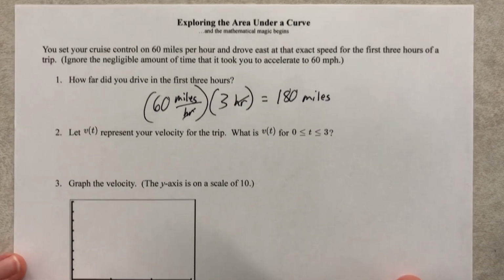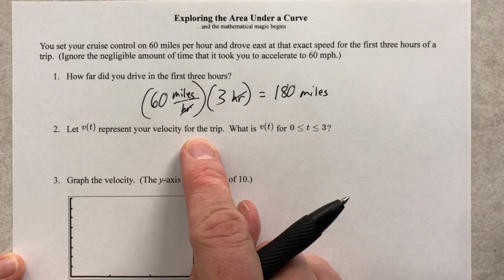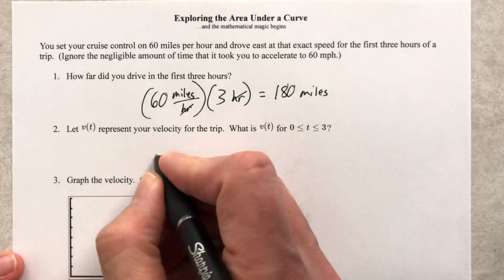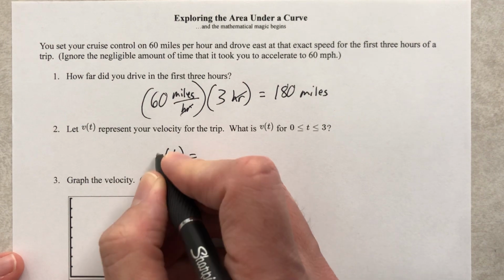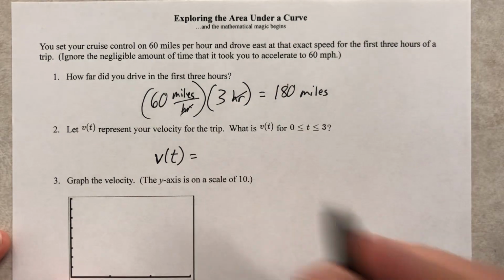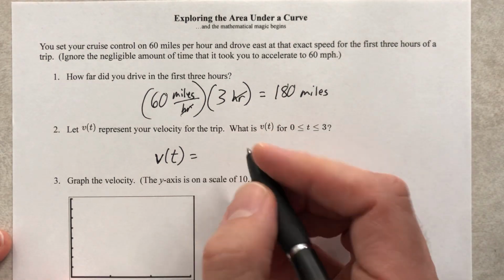The units are important. Let v of t represent your velocity for the trip. What is the velocity for 0 to 3? Okay, just write a function, the velocity. We've dealt with velocity before, and that's why I said east, again, because I want it to be positive. If I had been driving west, looking at a map in the standard way, we might say, oh, it's negative. I didn't want to play that game, so that's why I said east. Anyway, off topic.